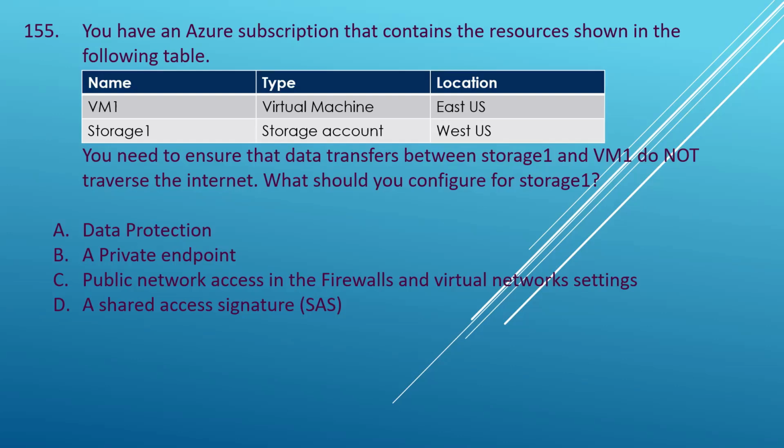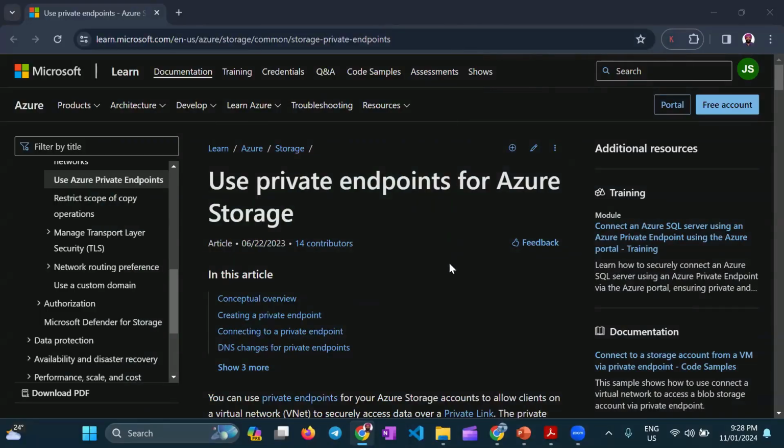Your options are data protection, a private endpoint, public network access in the firewalls and virtual network settings, a shared access signature, which is SAS. To ensure that all the traffic from VM1 to storage 1 travels across the Microsoft backbone network without going out to the public network, you should use private endpoint. So folks, let's now again look at the Microsoft documentation to confirm the validity of the answer.